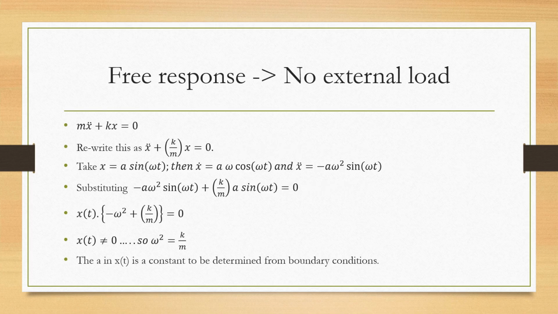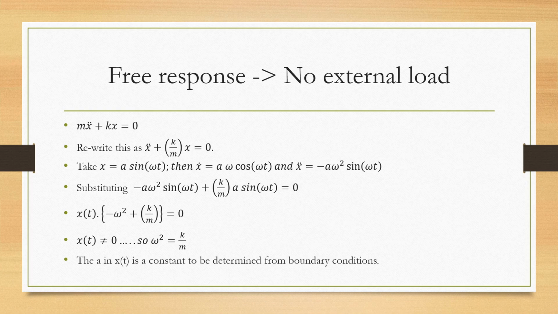In determining the free response, that is, no external load, we simply set the right hand side to 0 and rewrite the equation. We assume x equals A sin omega t as discussed earlier, and we differentiate it twice and apply it, so we get x of t times (minus omega squared plus k over m) equals 0. Since x of t cannot be 0, because if it is, then there is no problem, we assume that minus omega squared is equal to minus k over m, or omega squared is equal to k over m. Omega, the natural frequency of the system, is the square root of k over m. Thus the situation is solved.